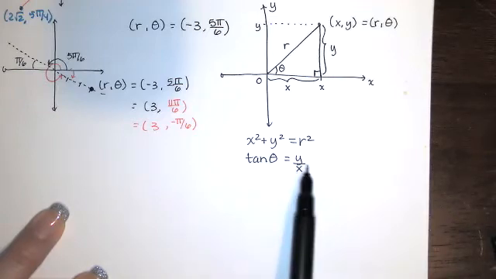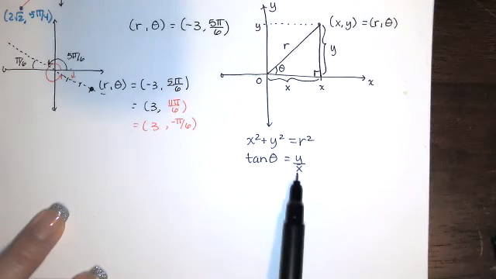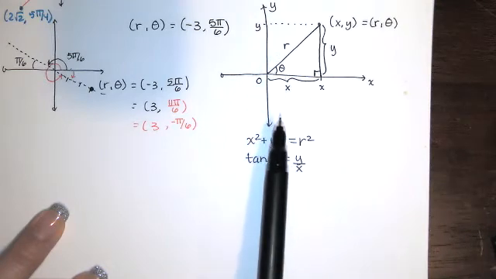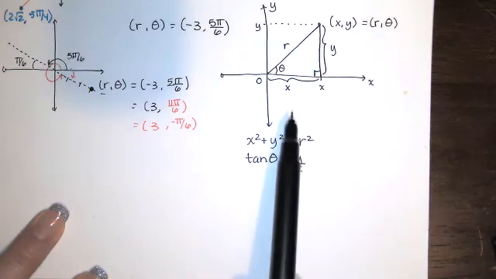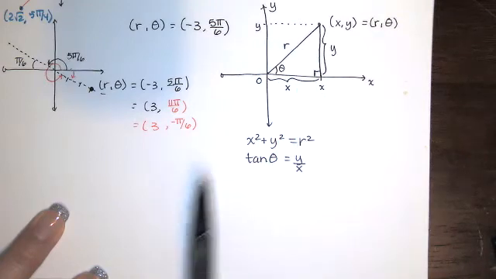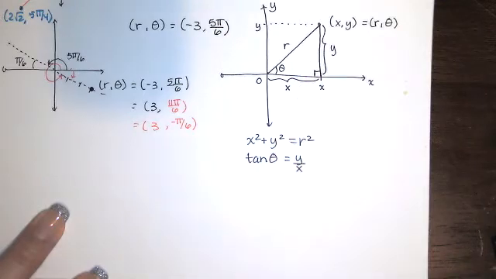Theta isn't necessarily the inverse tangent of that number. Inverse tangent will only give you angles between negative pi over 2 and pi over 2. It'll only give you angles in quadrants 1 and 2. Excuse me, 1 and 4.